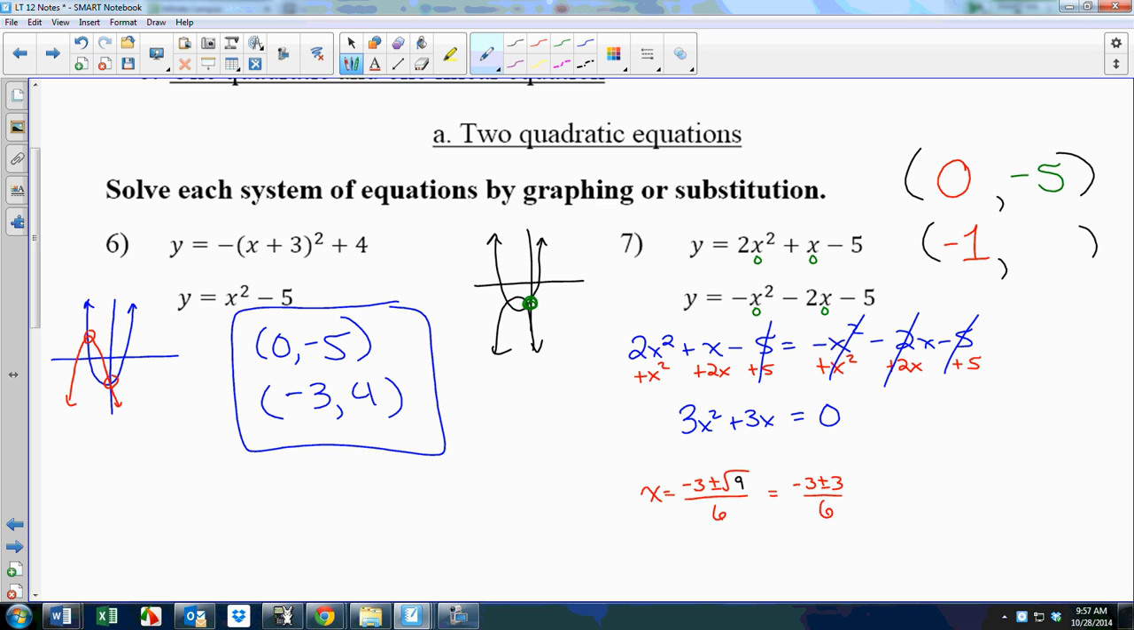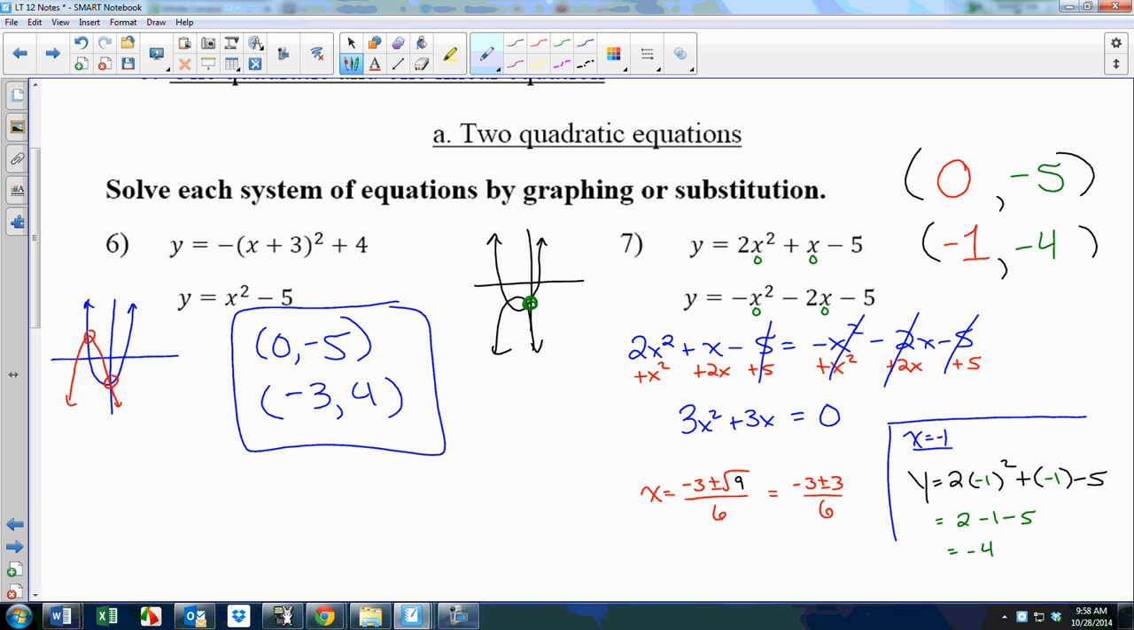Now the other point, negative 1, plug it in. It's up to you. We called this step 3, by the way, in substitution. Plug in x equals negative 1. I like the first equation better than the second. So I'll plug my negative 1 into the first equation. I get 2 times 1, I get 2. Minus 1 minus 5, I get negative 4.